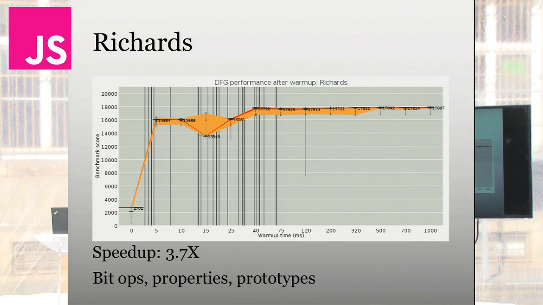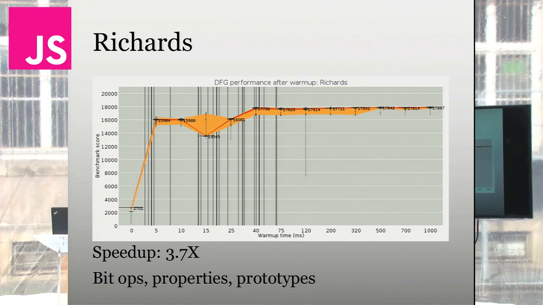You probably can't even read that. Let's go to 0, 5, 10, 15, 25, 40, 75, 100, 200, 320, 500, 700, 1,000 milliseconds, right? So from 0 to 1 second, this is the dynamic profile of the DFG performance. And what we see graphed here is the distribution of performance results that I've taken. So I've, for example, warmed up V8 for 0 milliseconds and then measured the next 5 milliseconds 50 times, right? And those 50 values are plotted here. Same for 5 milliseconds, same for 10.